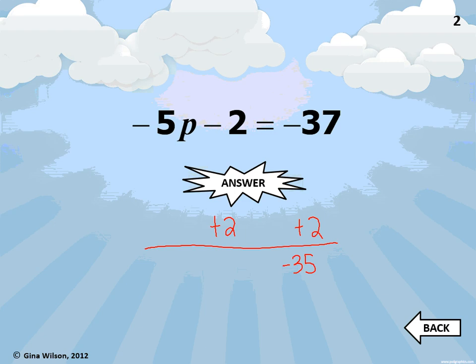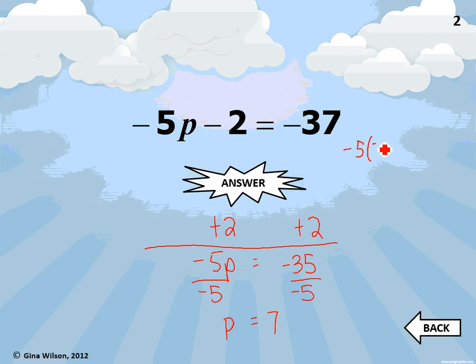And then we have a negative 5p. We're going to bring that down. Is equal to negative 35. And then we are going to divide by negative 5 to both sides. So p equals 7. Let's go ahead and plug that in to make sure that works.